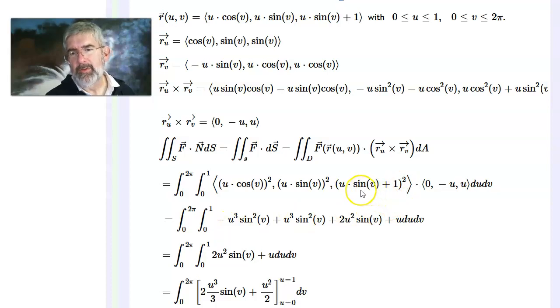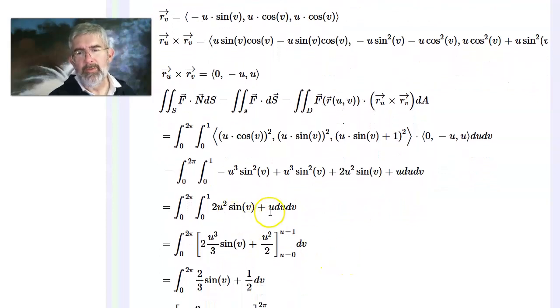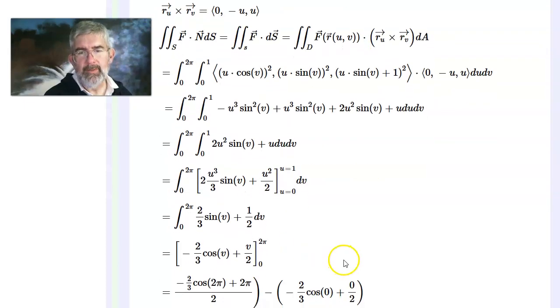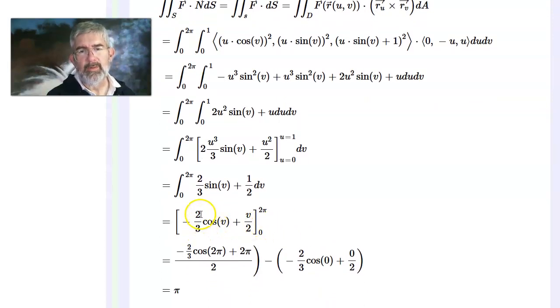The middle term will be a 2u sine v, but then it gets multiplied by u, so that's a 2u squared sine v, and then the 1 squared is 1 times u is u. Okay, so the first two terms cancel out, and you've got the integral here of 2u squared sine v plus u. I integrate u first on the inside, plug in the 1, plug in the 0, subtract, and then you've got the integral of this thing, which integrates to negative 2/3 cosine v plus v over 2.